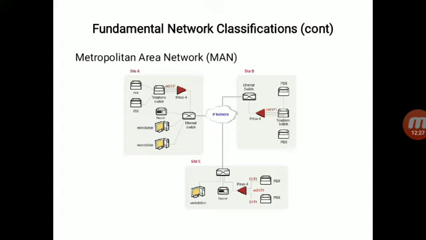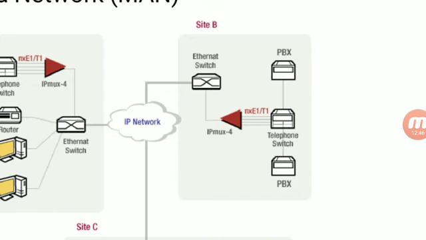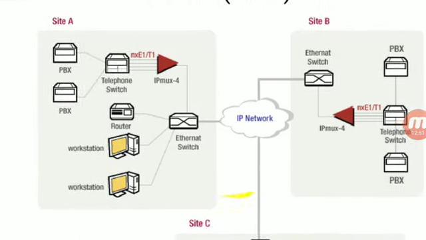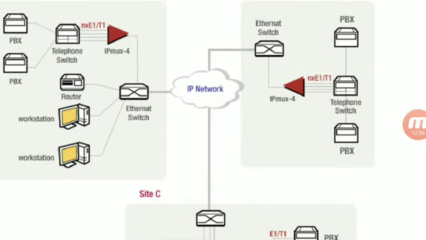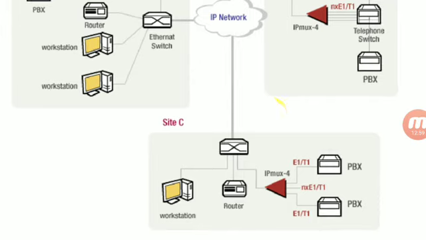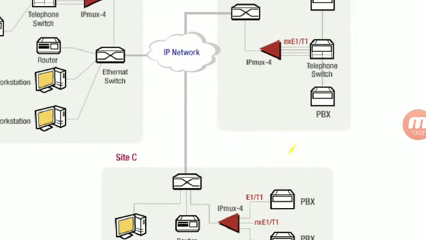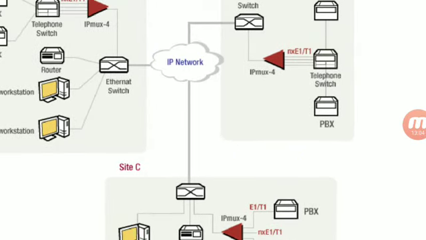This is the example of a MAN, where you are at different campuses in the same city or in different cities in the same area. So this will be called a MAN, where all the devices get connected through the various examples. As you can see, here it is an Ethernet switch which gets connected to the IP network, which is again connected with sites A, B, C, connected with each other through devices called switches, routers, and other devices.